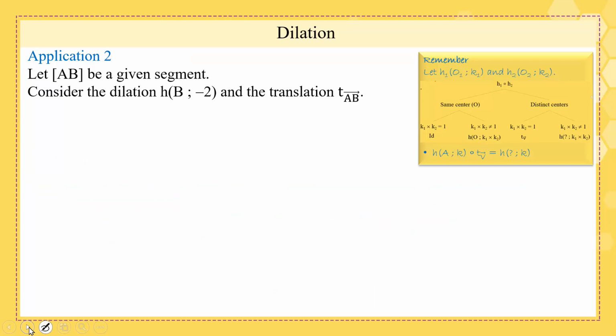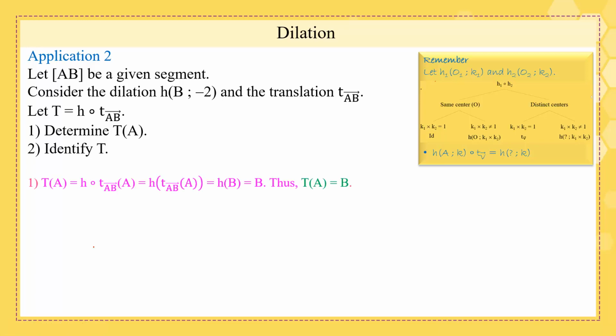Given the segment AB, consider the dilation H of center B and ratio minus 2, and the translation T of vector AB. Given the transformation T equal H round T of vector AB. The first part: determine the image of A by T. The second part: identify T, meaning find the elements of T and the nature of T. Before we start, try to solve it by yourself.